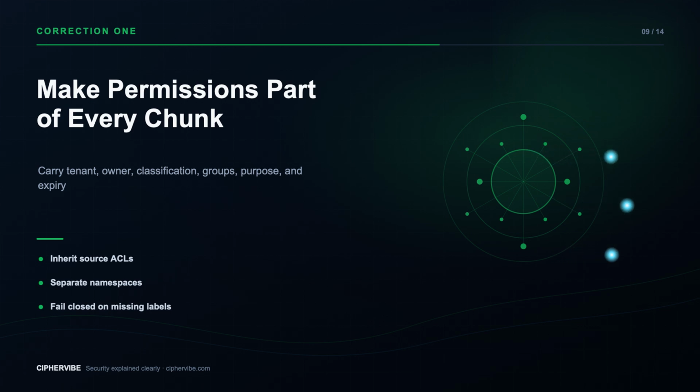During ingestion, attach the source owner, tenant, classification, permitted identities or groups, purpose, retention, hash, and version to every chunk. Use separate namespaces or collections where boundaries are strong. If policy metadata is absent, inconsistent, or stale, quarantine the chunk instead of indexing it.